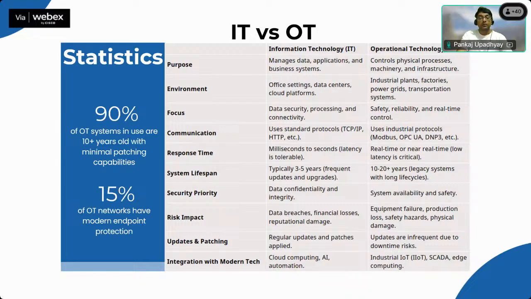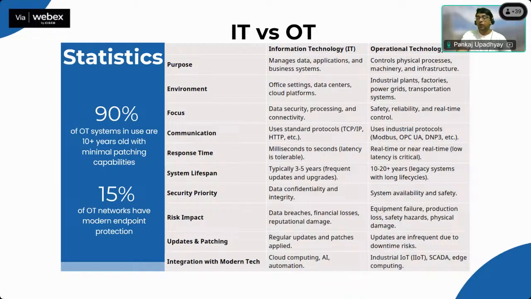Okay. So when we talk about security priority, in IT data confidentiality and integrity are the priority. And in OT, system availability and safety are important. What could be the risk impact in IT? Data breach, financial loss, reputation damage. But in OT, equipment failure, production loss, safety hazard, physical damage. That's why in OT, safety is most important.